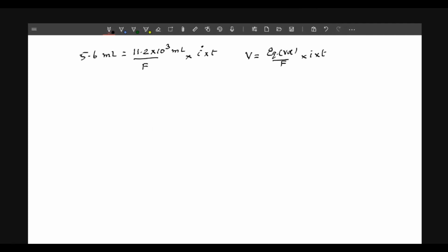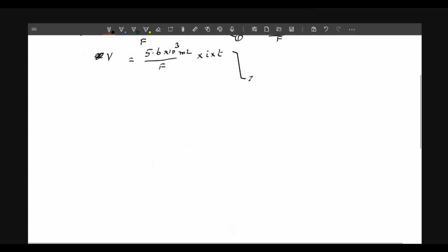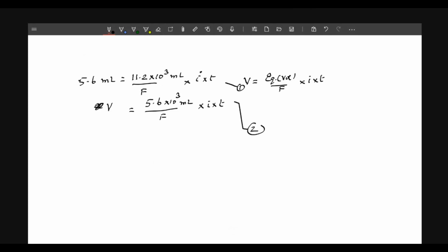Okay. In the same vessel, how much volume of oxygen is liberated? Say V volume is liberated. For oxygen, equivalent weight in terms of volume, we have calculated as 5.6 into 10 power 3 ml, by F, the same quantity of electricity, I into T. This is equation 1. This is equation 2. Now you can work out V. Divide 2 by 1, you will get V by 5.6 is equal to 5.6 into 10 power 3. Or here itself you can easily calculate this.